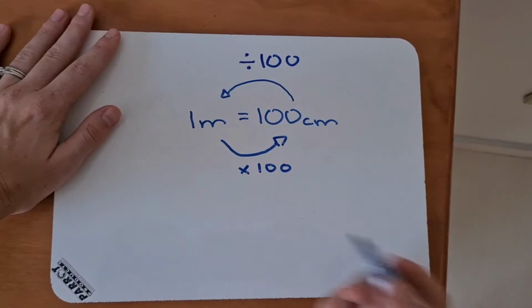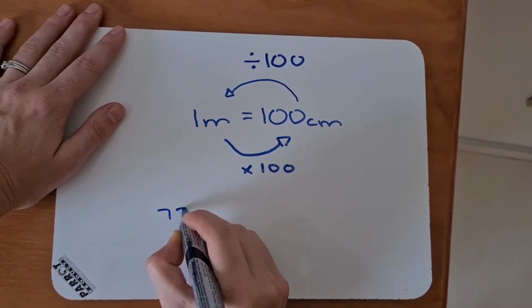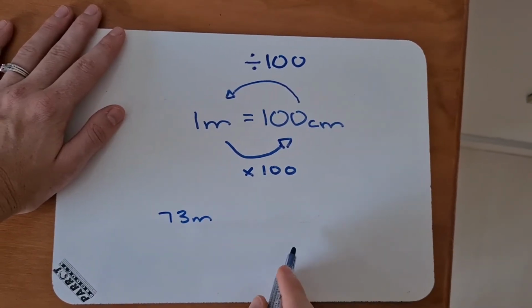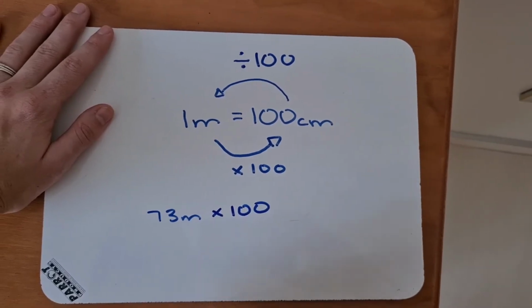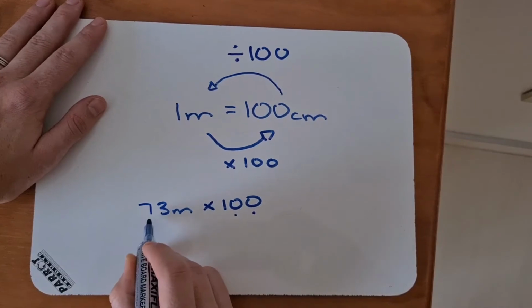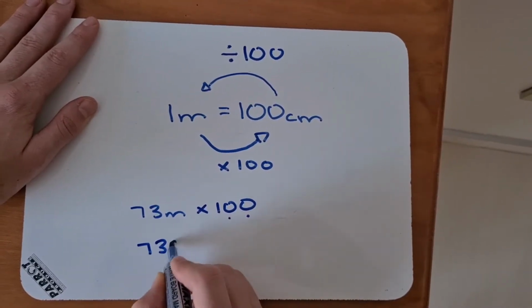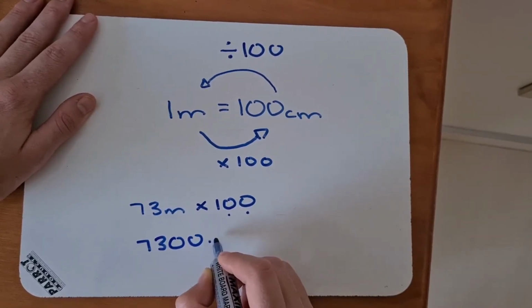Okay, and if we had to do that the other way, where, for example, I had 73 meters, and I had to convert that into centimeters. Okay, I'm going to times it, and all you're doing is you're adding on the zeros. So that's going to then become 7,300 meters. Nope, centimeters. Sorry.